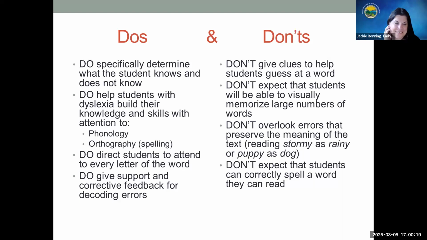Another big topic. But I did note in there that the best instruction that we give in tier 1 is also the type of instruction that children with dyslexia need. Right? You notice in the definition that despite good instruction, they are still struggling. So I just wanted to highlight that.